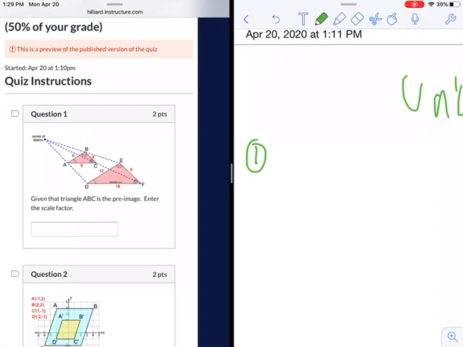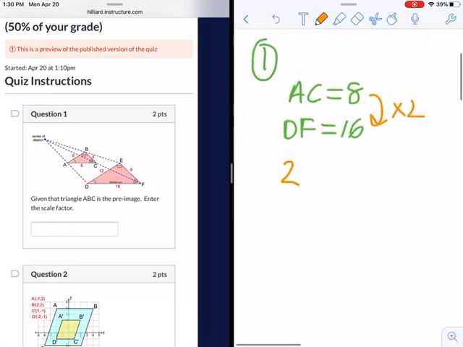But number one, given that triangle ABC is the pre-image, enter the scale factor. Alright, so let's just look at this. AC is 8. DF is the corresponding part. That's 16. How do I go from 8 to 16? Well, you just multiply it by 2. So the scale factor, what you submit in Canvas, is just 2. Don't write X equals, don't write SF equals, don't write the scale factor is 2. That's how you do it. Make sure that you read the problem. I wouldn't be surprised if I put one where I said DEF is the pre-image, enter the scale factor. Maybe I was trying to trick you.